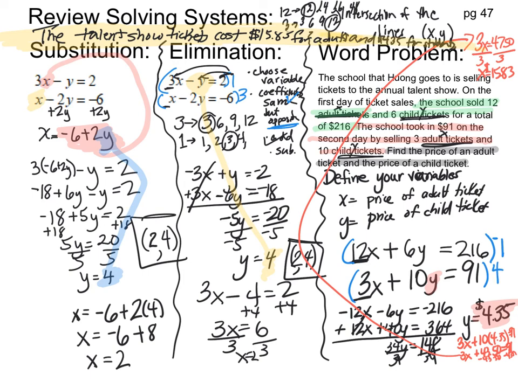So this says the talent show tickets cost $15.83 for adults and $4.35 for students. That is the real answer to this word problem here. So hopefully that helps you remember how to solve a system of equations using substitution and elimination.